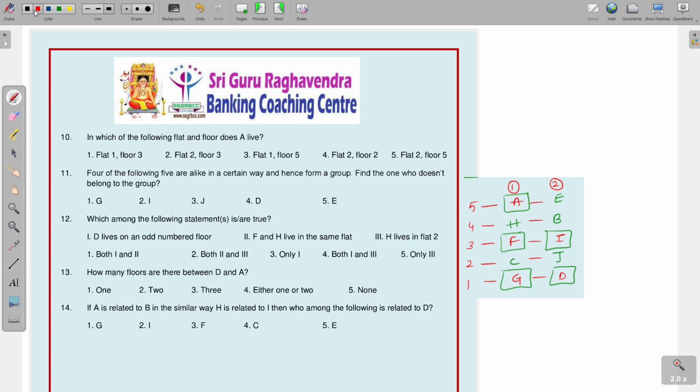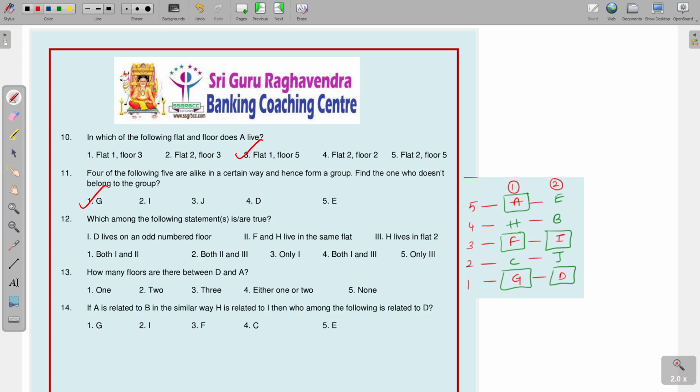See the first question, question number 10. In which of the following flat and floor does A live? A lives in the first flat and fifth floor. Next, four of the following, so which one doesn't belong to the group? The 11th one: G, I, J, D, E. So see G, I and next, J, D and E. So E, I, J and D all live in the second flat except G.